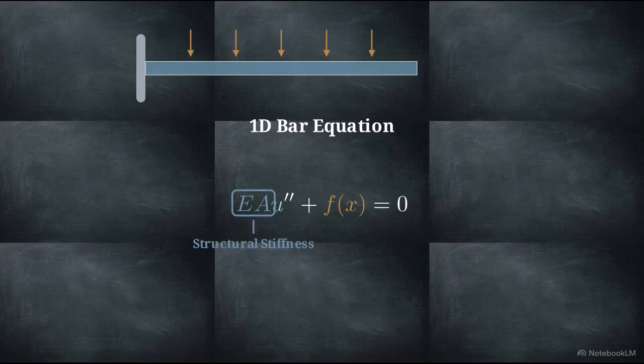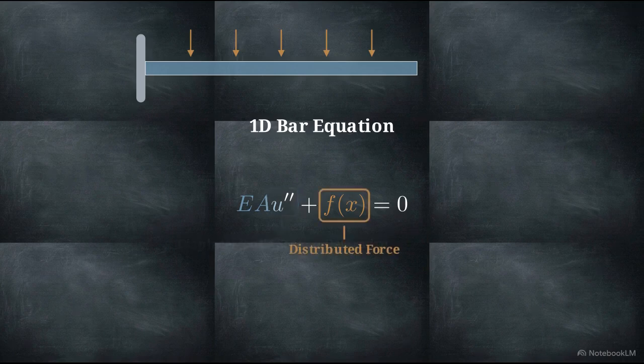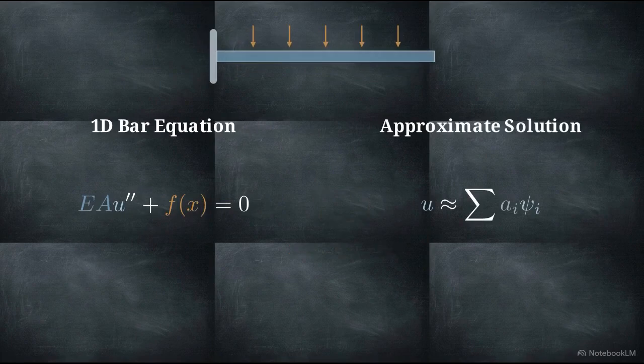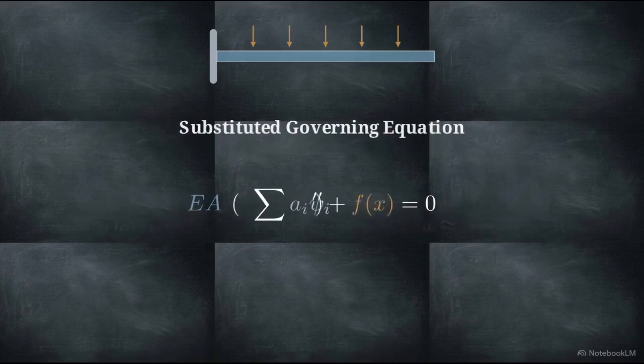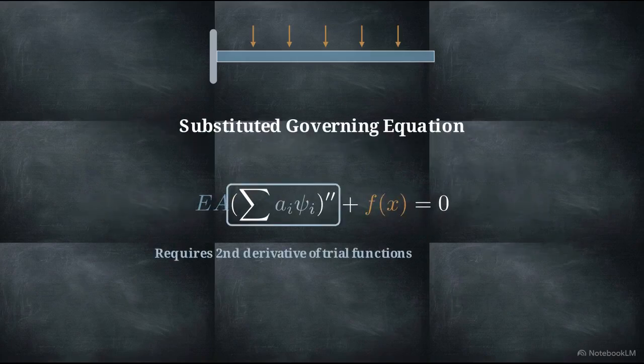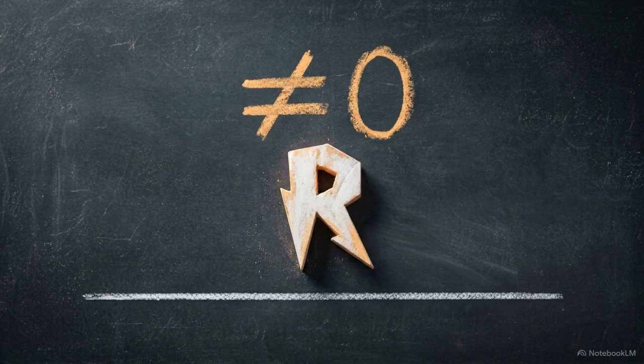Here, EA is structural stiffness, U double prime is the displacement's second derivative, and F of x is the distributed force. On the right, we define our approximate solution, unknown coefficients multiplied by trial functions. To solve for the unknowns, we substitute this approximate solution into the governing equation. Because it is an approximation, this substitution generates a non-zero residue.